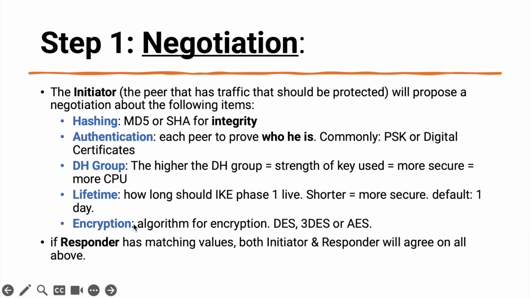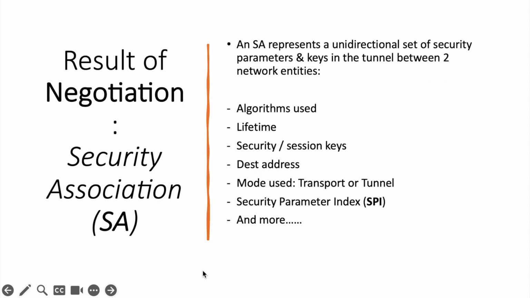The encryption algorithm. So what encryption should we use for the IKE Phase 1? This is not talking about the IPsec tunnel. It's only talking about the encryption for IKE Phase 1. The options for that are DES, 3DES, and AES, the Advanced Encryption Standard. Obviously, the most secure of them is AES. If the responder has matching values, both the initiator and responder will agree on all the above. And if they agree, then we can move on to step 2.